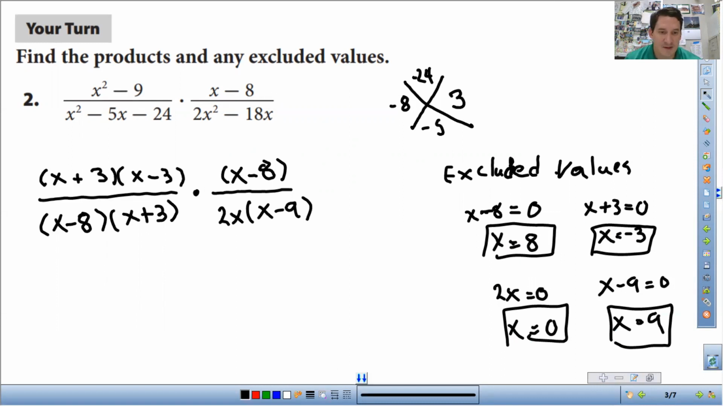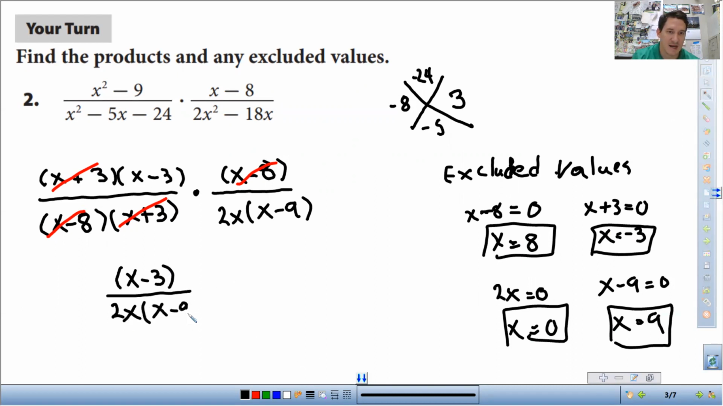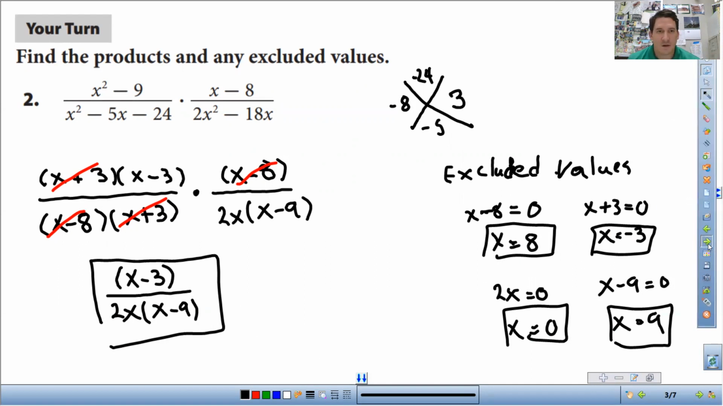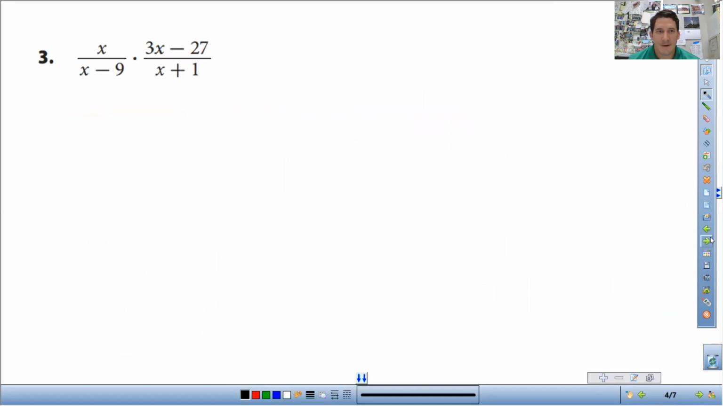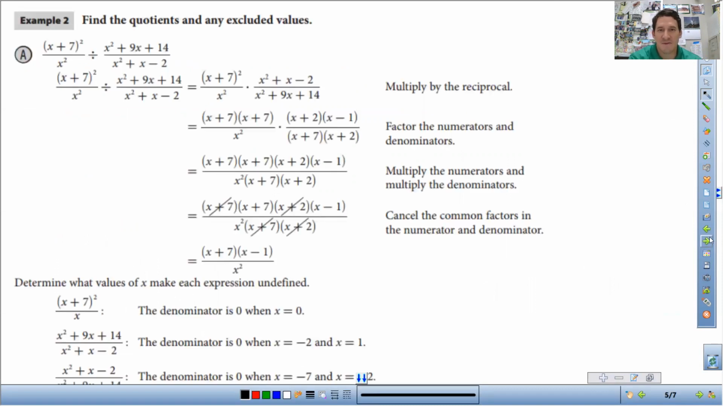And then the last step, let's go ahead and finish simplifying this. Cross out common factors in the top and bottom. So I have an x plus 3 and x plus 3. And I have an x minus 8 and an x minus 8. And that is it. So on top, I'm going to have x minus 3 over 2x times x minus 9. There we go. So factor everything and cancel out common factors. The next one is a bit of the same thing and will be easier. Let's move on to division.